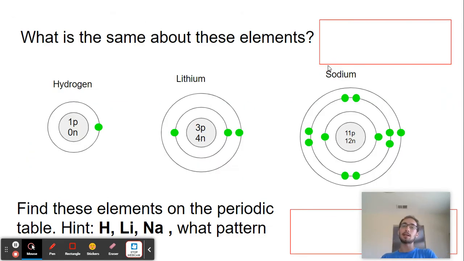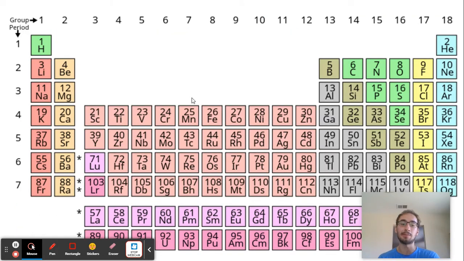So look closely at these three elements. You have hydrogen, lithium, and sodium. Pause the video now. Try and figure out what is the same about all three of these elements. Once you think you've found something they all have in common, go back and try and find them on the periodic table. You should also notice something the elements have in common on the periodic table.